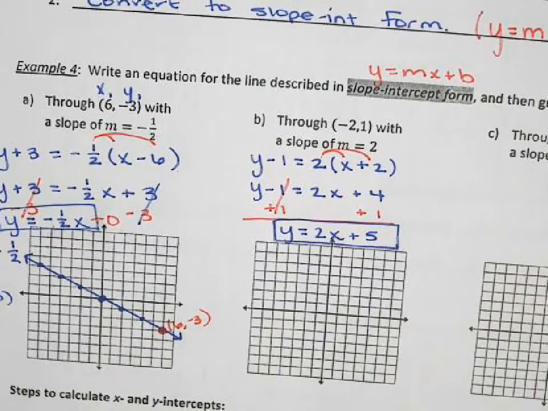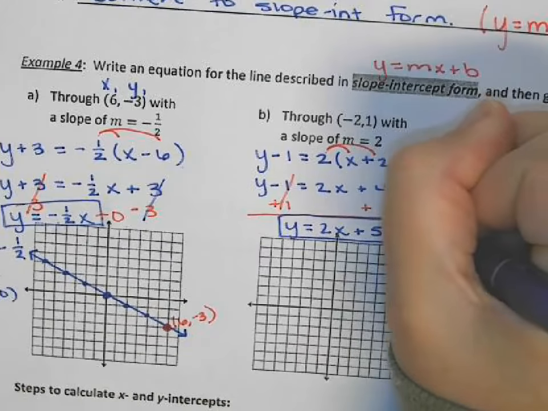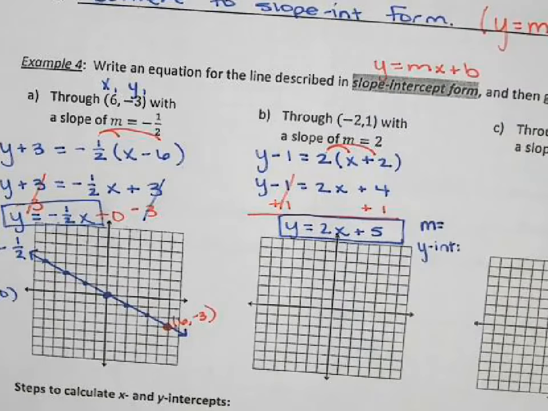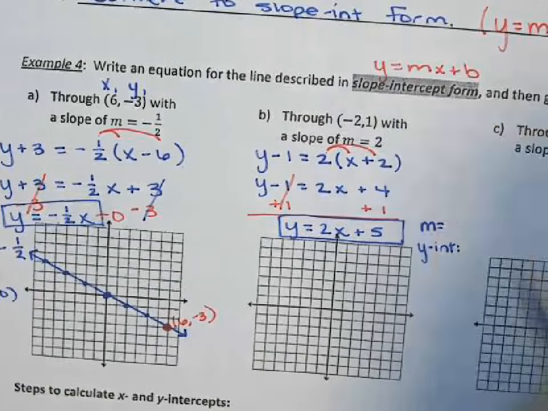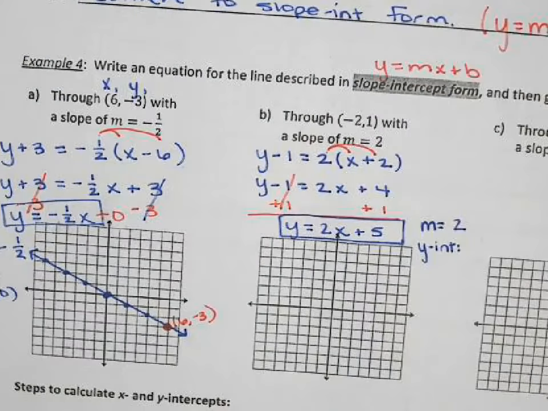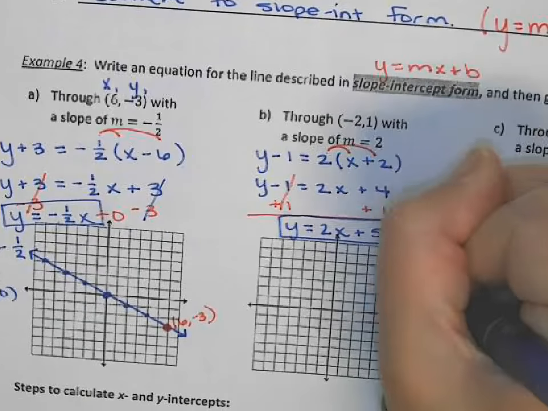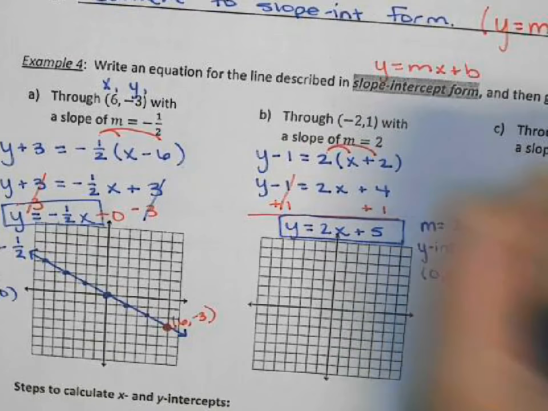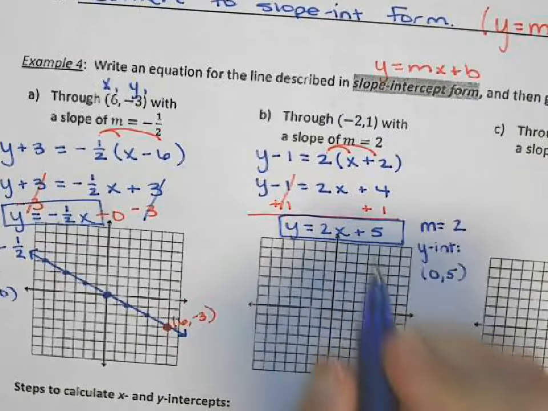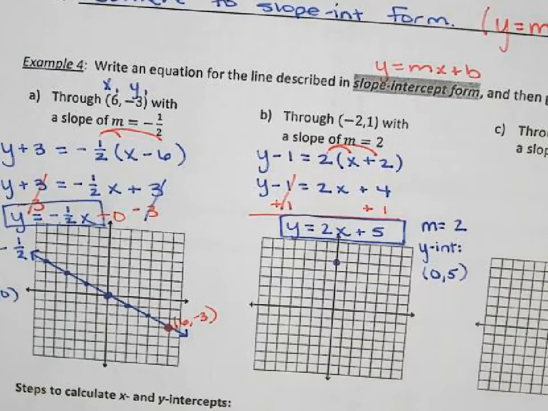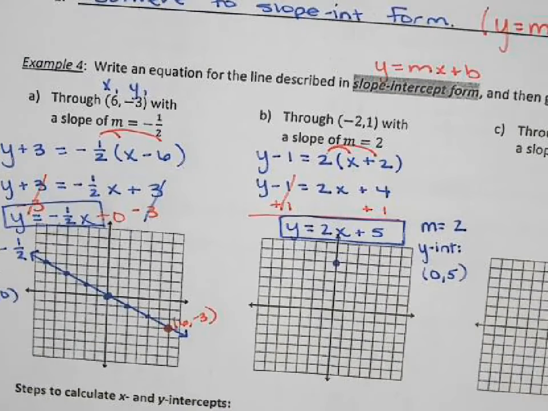All right, I still have to graph that. What's my slope there? 2 over 1, or 2. What's the y-intercept? 5. Oh, don't do that. 0, 5. Okay, so I'm going to plot the point 0, 5 right there. How does the slope tell me to move?